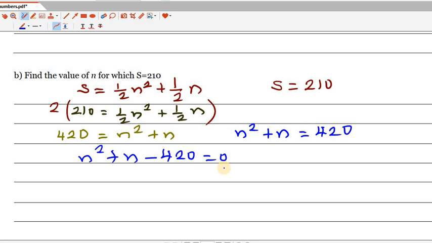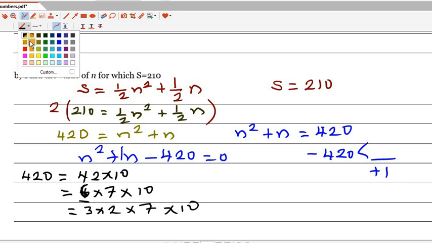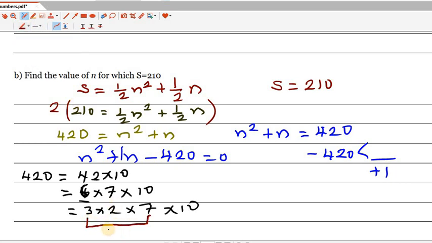So you can factorize this. You can find the two factors of 420 whose difference is 1. Let's try. 420 can be written as 42 times 10. 42 can be written as 6 times 7, times 10. Again, 6 can be written as 3 times 2, times 7, times 10. So how can you split this into two numbers so that the difference between the factors is 1? It's very clear: 7 times 3 is 21, and 2 times 10 is 20.